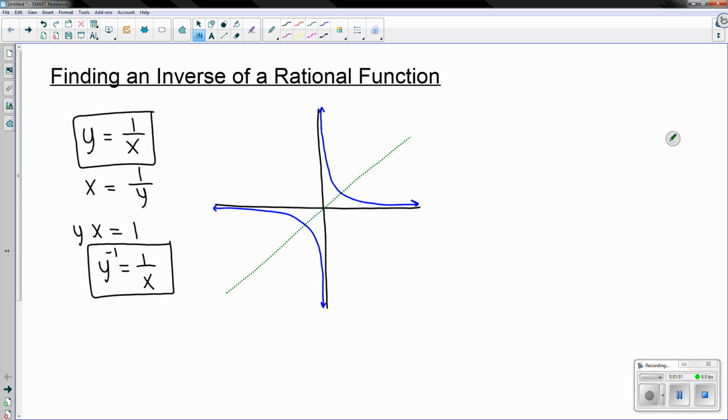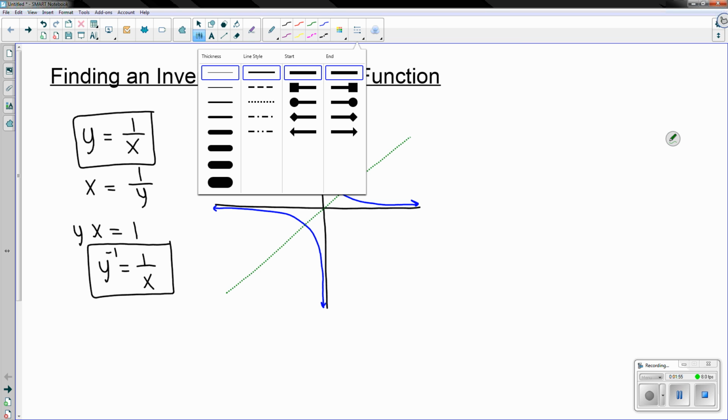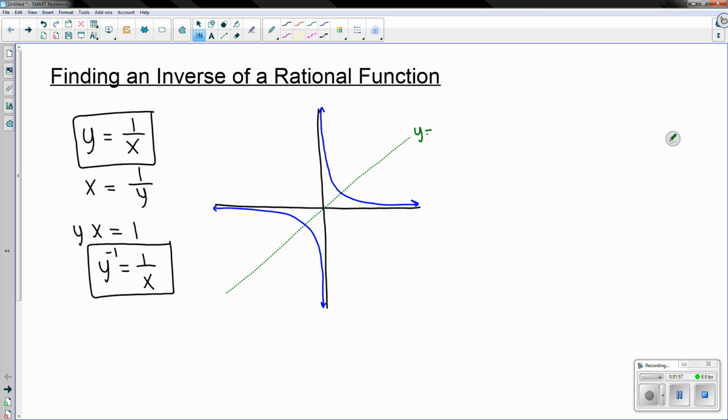Y equals x is a linear equation. Slope of 1, y-intercept of 0. And you can see that that graph 1 over x looks like a mirror image about that line. So it makes sense visually as well that the inverse of the parent function 1 over x is itself. Now let's get into some more complicated examples.